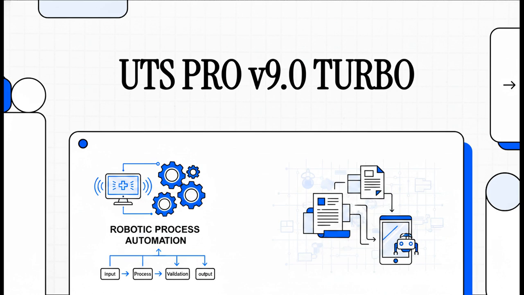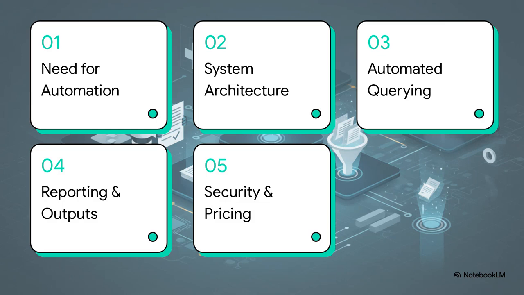Today, we're popping the hood, we're going to analyze the tech stack and understand exactly how this system transforms a tedious manual workflow into a highly efficient automated developer pipeline. Let's dive right in. Here is our rapid-fire roadmap for this explainer. First, the need for automation in tenders. Second, system architecture and infrastructure. Third, automated querying with RPA. Fourth, reporting and data outputs. And fifth, security, performance, and cost.